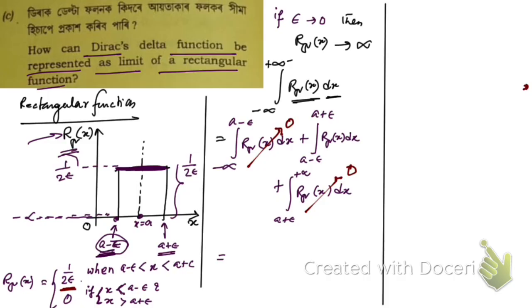Then the integration from a minus epsilon to a plus epsilon, where r sigma of x in this region is nothing but 1 by 2 epsilon.